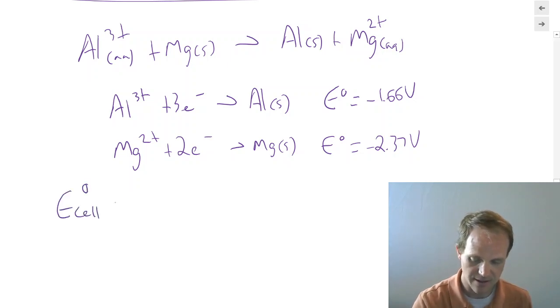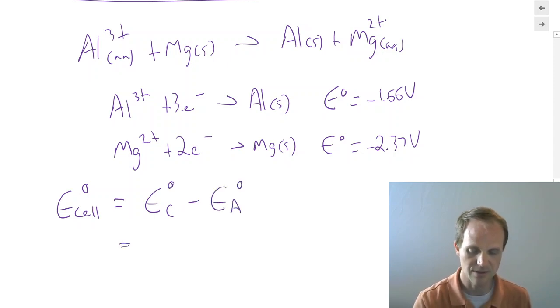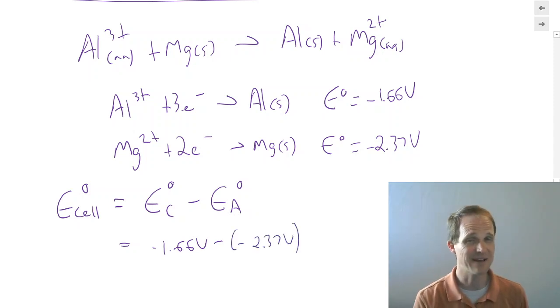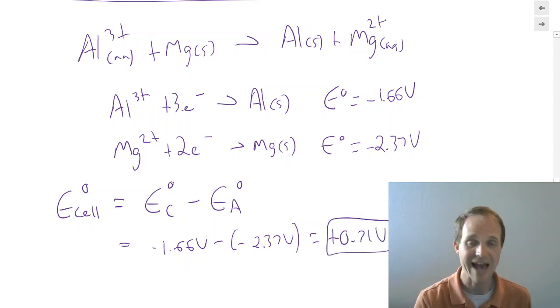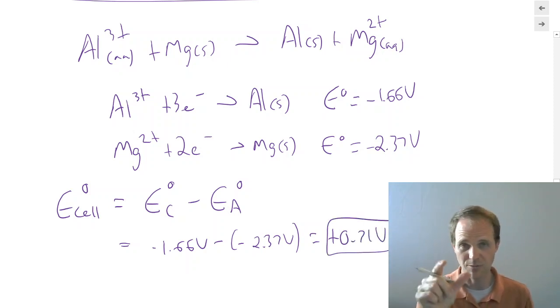All right, how are we going to calculate our cell potential? E cell naught is equal to cathode minus anode. What's my cathode? It's where things are getting reduced. Who got reduced? Aluminum got reduced. Minus 1.66 volts minus minus 2.37 volts. You see how if you're not paying careful attention to these signs, you could really mess up. Okay? Totally easy to mess up. You do that and you get a positive 0.71 volts. That would be literally the voltage that you'd measure if you put it across a voltmeter making this cell.